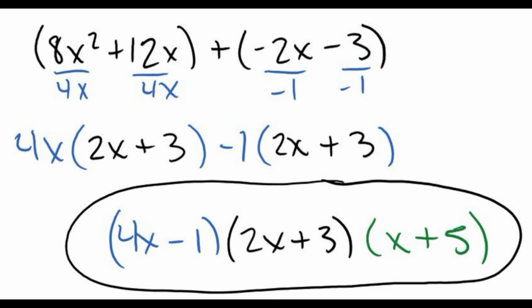So that is all done. And it's very, very important that you realize our answer here is 3 factors. Zeros and factors aren't the same thing. Zeros are what the actual numbers are that make it 0. So like -5, -3/2, 1/4 would be the zeros for this.